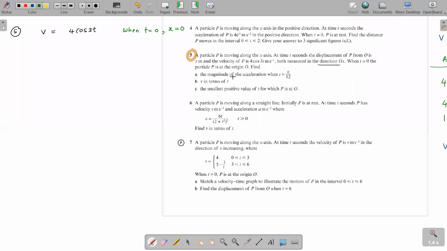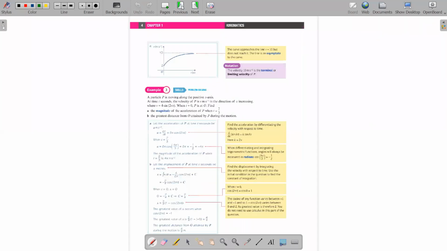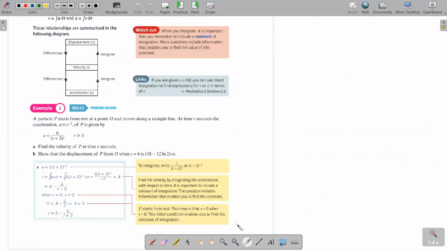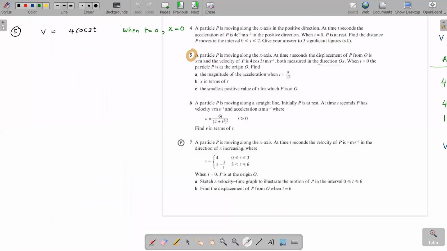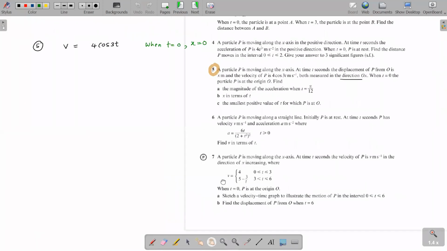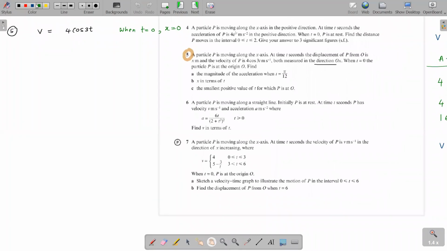Find the magnitude of the acceleration when t is pi over 12. How do I get the acceleration? What is the principle when you go from velocity to acceleration? Velocity to acceleration, we must differentiate. So let's go for the differentiation. Do you remember the differentiation principle? How does it work for cos 3t? dv by dt. Let me write here dv by dt: 4 times the differentiation of cos, which is minus sine 3t.